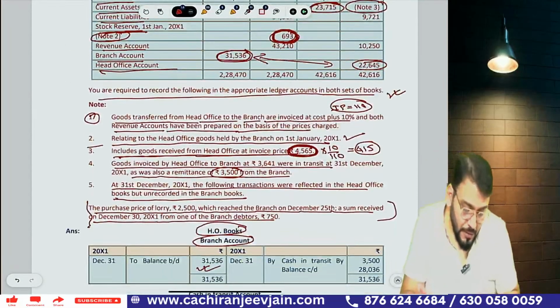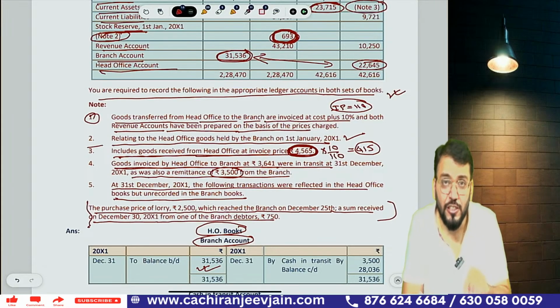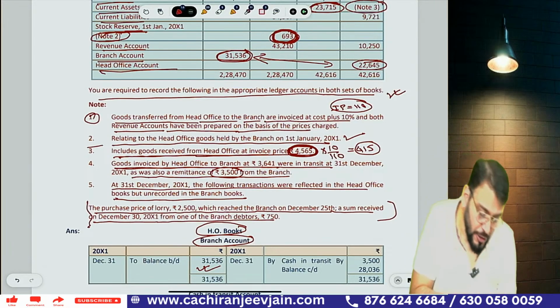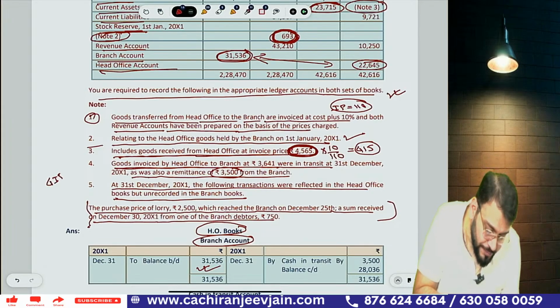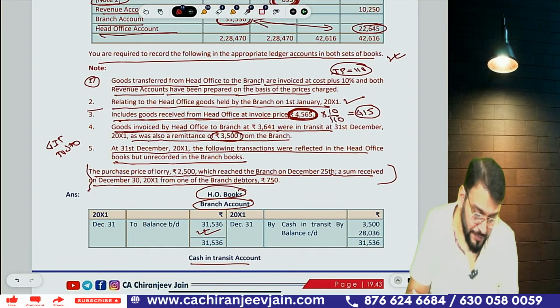Then, can you see they have said goods invoiced by head office to branch 3461. This becomes goods in transit. So this will be recorded in the branch book. Goods in transit account debit to head office. So the journal entry will be what? Goods in transit account debit to head office.